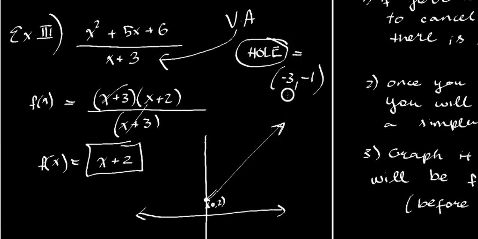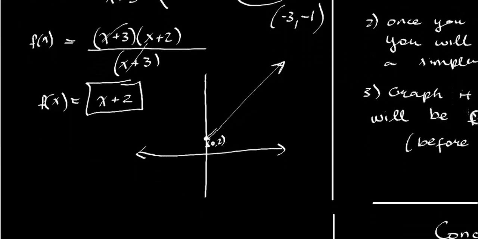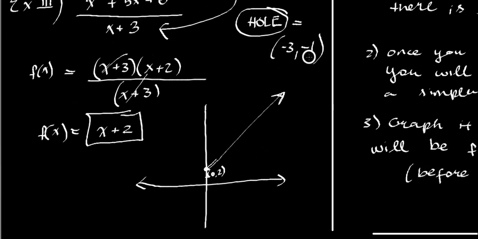So this hole is also called the point of discontinuity. Our point of discontinuity is at negative 3, negative 1. Where is that? Negative 1, 2, 3. I'll make it here. 1, 2, 3, negative 1. Oh, I'm not supposed to do that. You're supposed to actually draw a hole. You see, my graph is terrible.